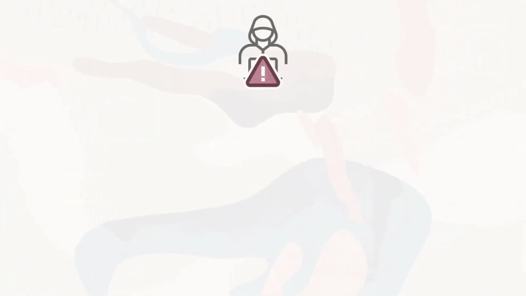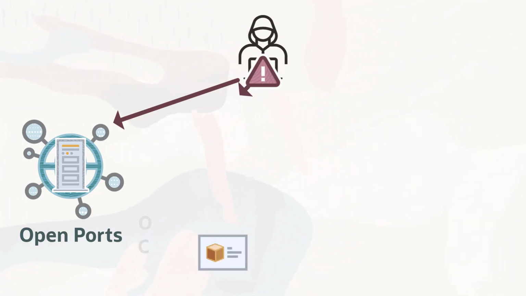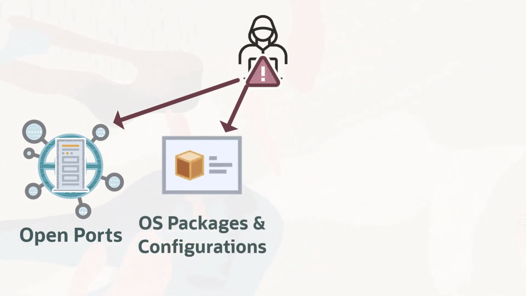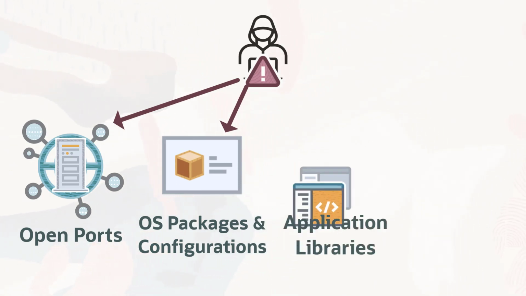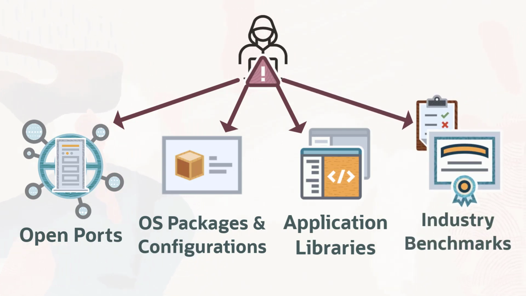Vulnerability scanning identifies the following types of security issues: ports that are unintentionally left open that can enable hackers to exploit other vulnerabilities, outdated OS packages or OS configurations that hackers can exploit, application libraries that require updates, and compliance with industry standard security benchmarks.